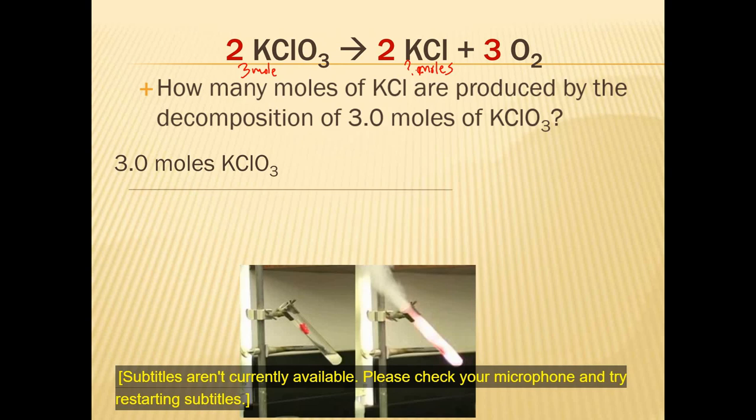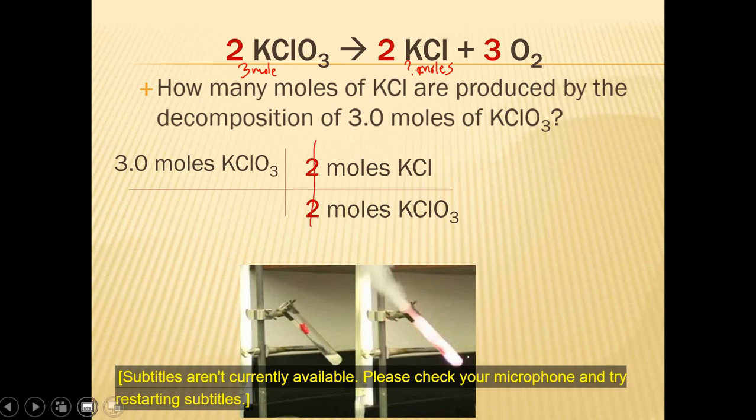Somebody tell me what's going to go on the bottom. Good. What's in front of the potassium chlorate? So 2 moles of potassium chlorate. What's going to go on the top? 2 moles of potassium chloride. So that's going to cancel out, right? These 2's are going to cancel, and the moles of potassium chlorate are going to cancel.